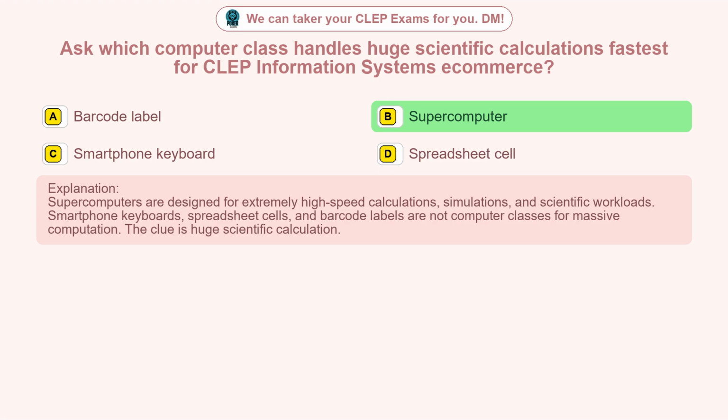Supercomputers are designed for extremely high-speed calculations, simulations, and scientific workloads. Smartphone keyboards, spreadsheet cells, and barcode labels are not computer classes for massive computation. The clue is huge scientific calculation.